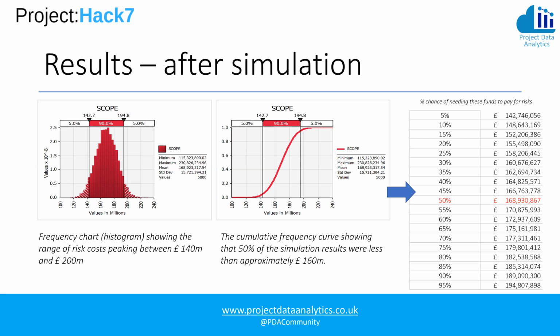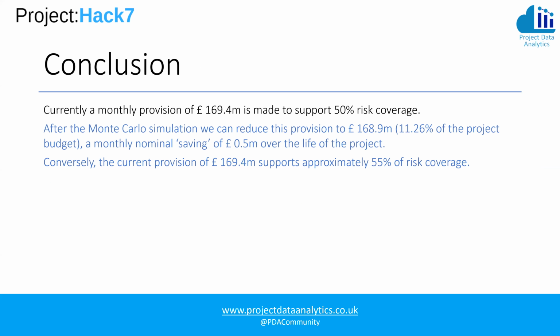So after the simulation, we can show that we can reduce this provision to 168.9 with a monthly nominal savings of $500,000 over the life of the project. And conversely, if we were to maintain 169.4 million, that would in fact support 55% of the risk coverage and not 50.